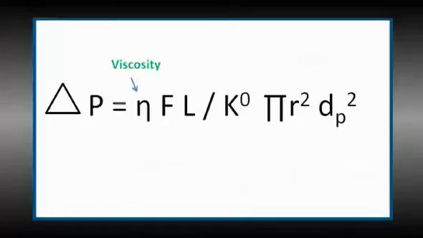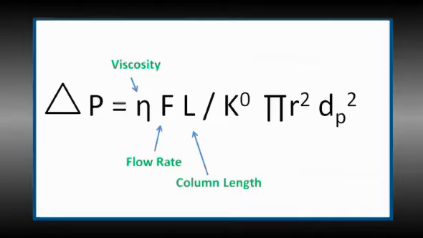The second factor that affects pressure is flow rate. The faster the pump pushes mobile phase through the column, the higher the pressure resistance due to flow rate. The third factor, L, is the column length. The longer the column, the more pressure it's going to take to push mobile phase liquid through it. Pressure doubles when the column length doubles.